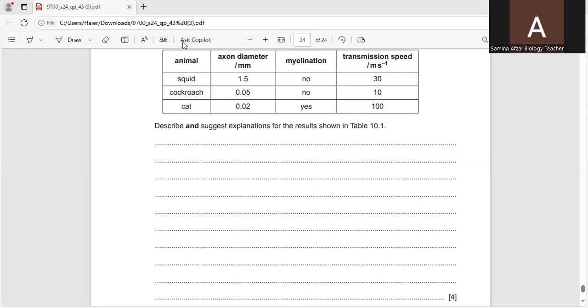First of all, I would like to discuss this table. In the first column, they have given the animal names: squid, cockroach, and cat. Axon diameter is 1.5, 0.05, and 0.02. You can see the highest diameter is 1.5, which is of squid, and myelination, no. So transmission speed is 30 meters per second. Cockroach has diameter 0.05 and no myelination, and the speed is 10.